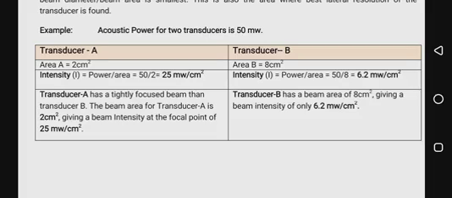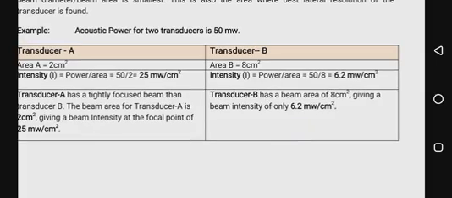Intensity for A will be divided by 2 based on the relationship. Intensity for B will be 6.2 milliwatts per centimeter square. Now, transducer A has a tightly focused beam than transducer B. The beam area for transducer A is 2 centimeters square, giving a beam intensity of focal point of 25 milliwatts per centimeter square. Transducer B has a beam area of 8 centimeters, giving a beam intensity of only 6.2 milliwatts per square centimeter.